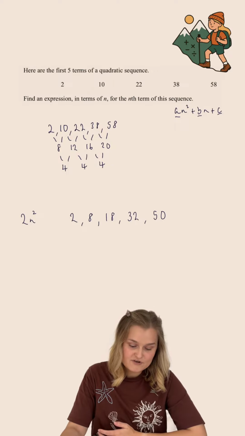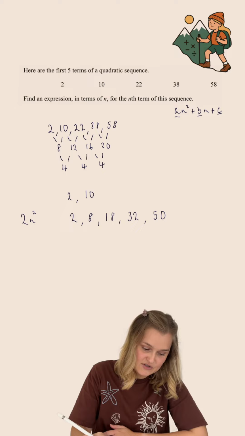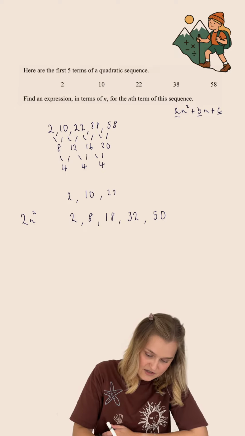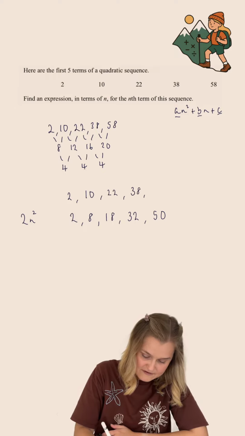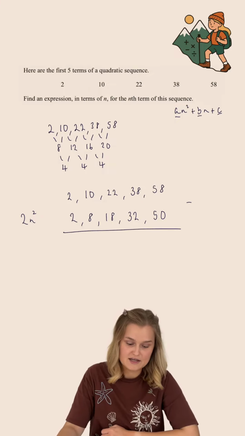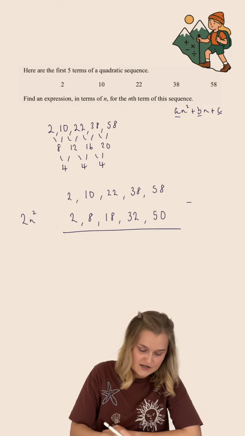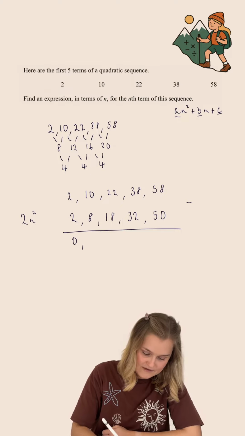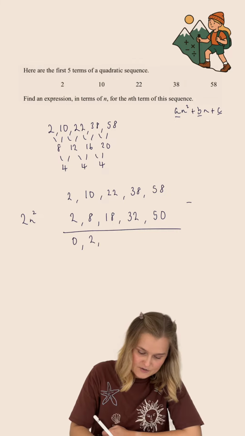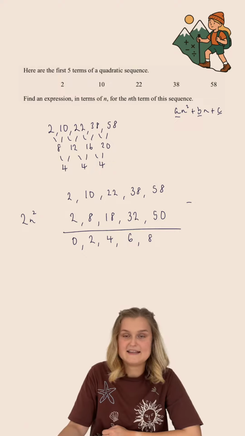I'm then going to write my original sequence above this new sequence. So my original sequence was 2, 10, 22, 38 and 58. I am then going to subtract these sequences from each other. So I'm subtracting this new sequence from the original sequence. 2 subtract 2 is 0, 10 subtract 8 is 2, 22 subtract 18 is 4, 38 subtract 32 is 6, and 58 subtract 50 is 8.